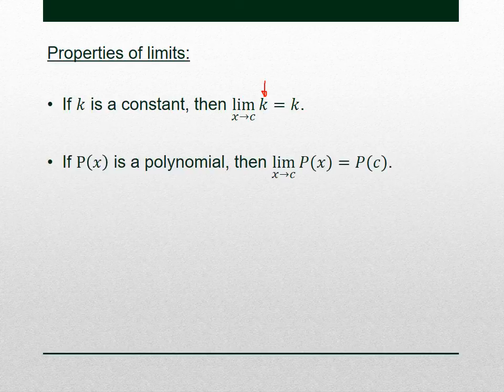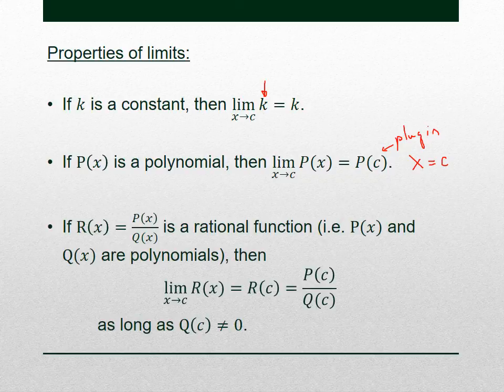If p is a polynomial, right, this is our next property, then the limit as x approaches c of the polynomial is just p of c. So what this means is that you can just plug in x equals c to that polynomial, and that's going to be your limit.